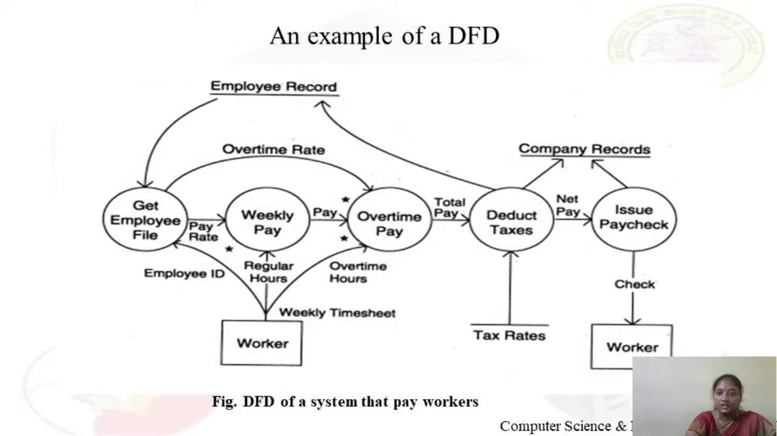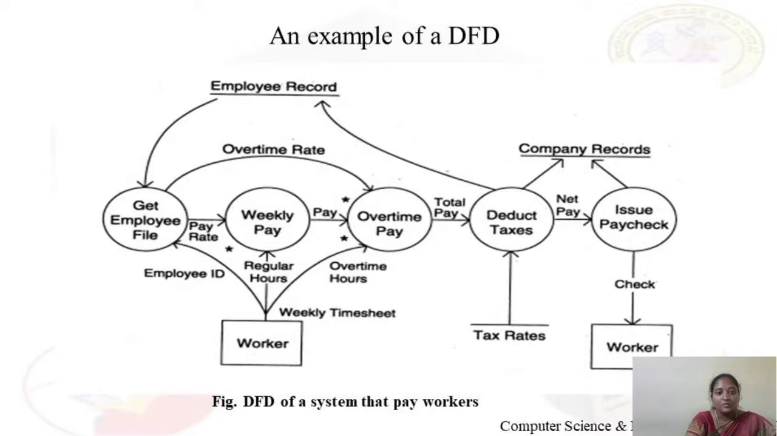These are all the data flows, and remember that each data flow has a name and all the names of the data flow should be unique. And there are some external files. They are employee record, company records, and tax rates. These external files are required by the company. So they are represented by the straight line with the name. And there is weekly timesheet which contains all the details about the employees of the company.